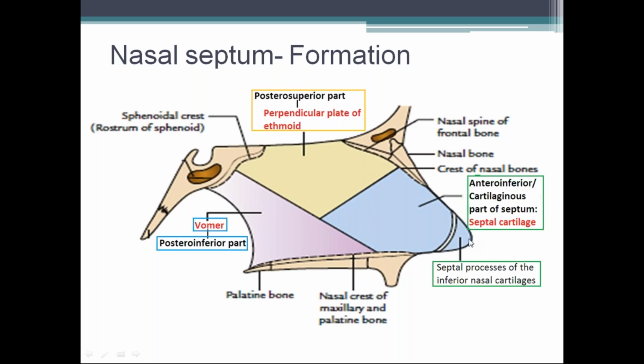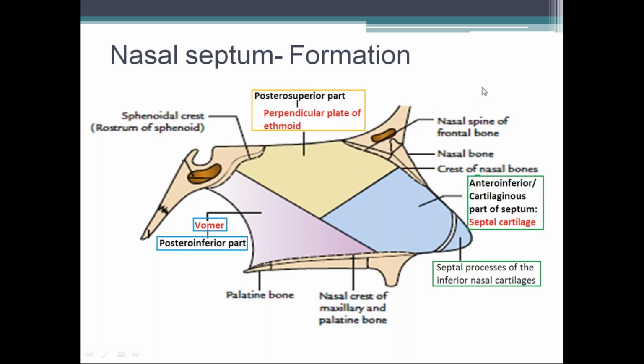Okay, so I think now you're clear about the formation of the nasal septum. So the nasal septum is formed both by the bone and the cartilage. So the bones which contribute to the formation of the nasal septum are perpendicular plate of ethmoid and vomer, and the cartilages which contribute to the formation of the nasal septum are the septal cartilage and septal process of the inferior nasal cartilage.